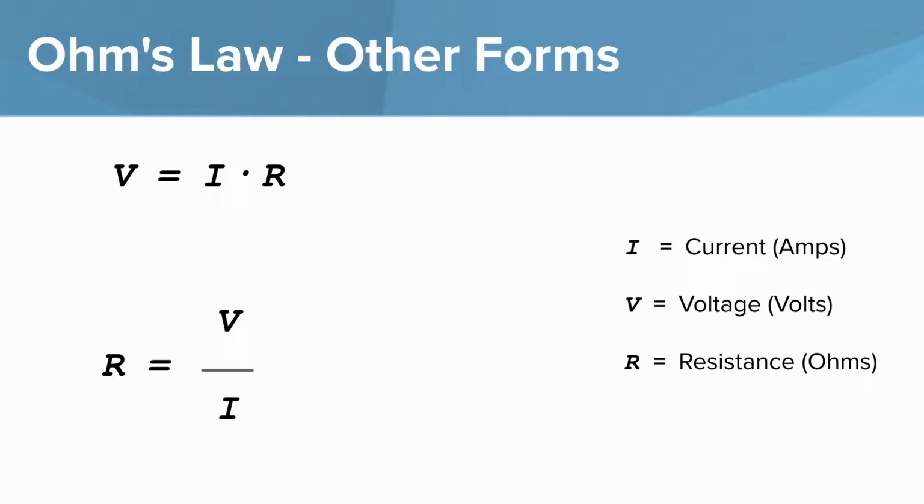You may also see Ohm's law written in different forms. This is the same as the previous form that we saw, just solved for voltage instead of current. So we can see that voltage is equal to the current times the resistance. Or we can say that the resistance is equal to the voltage divided by the current.